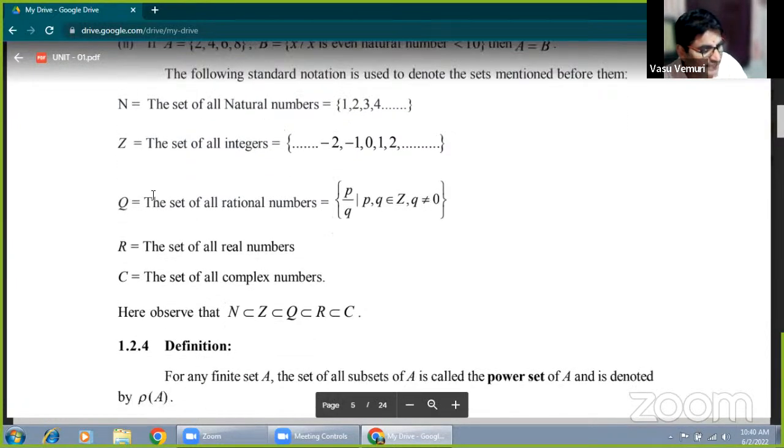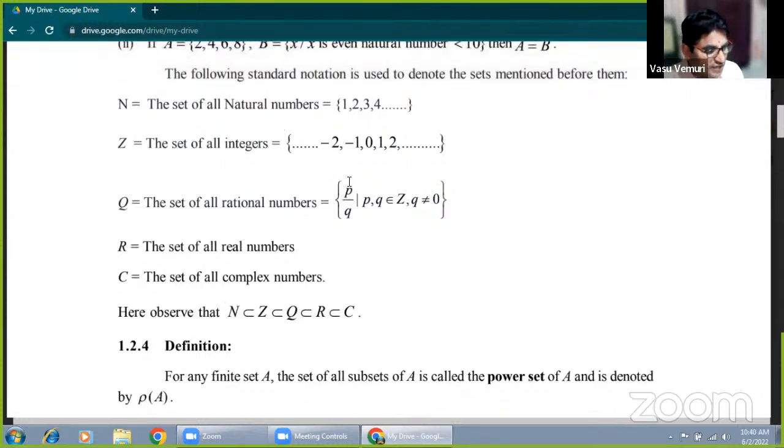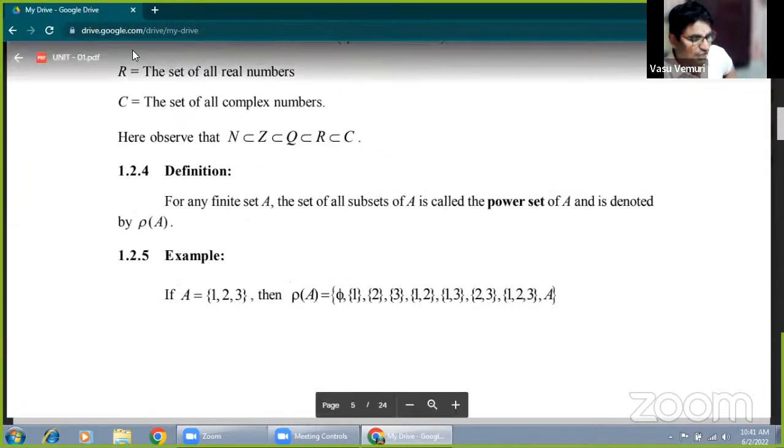Okay. Here the capital Q is the set of all rational numbers. What is a rational number of the form? Here the rational number is of the form P by Q, where P and Q are integers, and particularly the integer in the denominator must not be equal to 0. Here the set of rational numbers is the set of P by Q such that P and Q are both integers and Q is not equal to 0. What is the set of all real numbers?